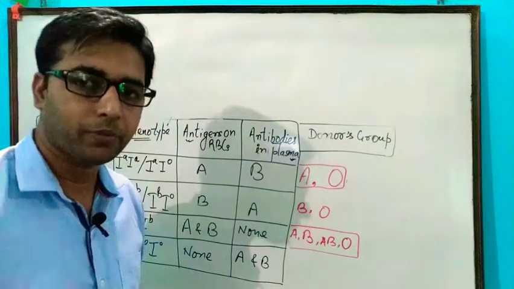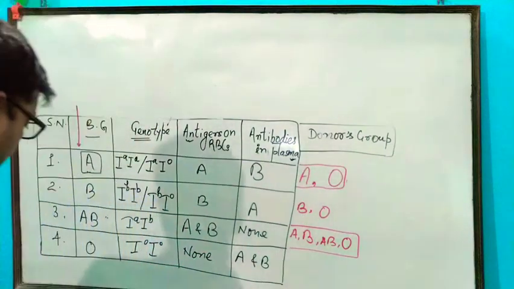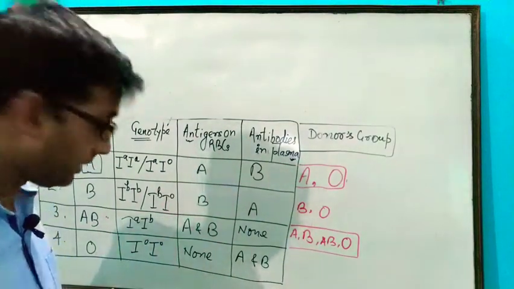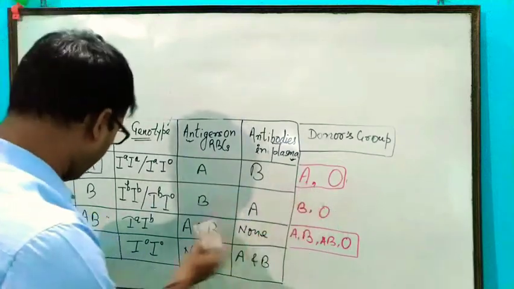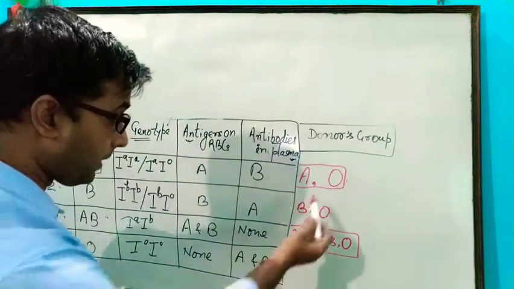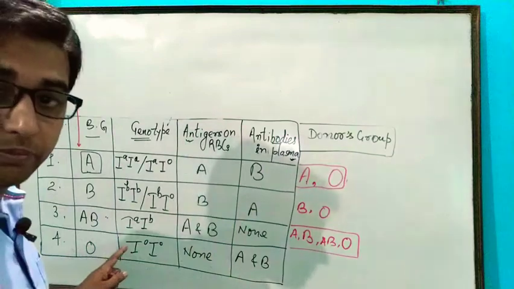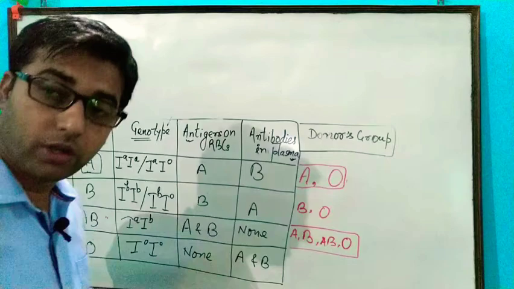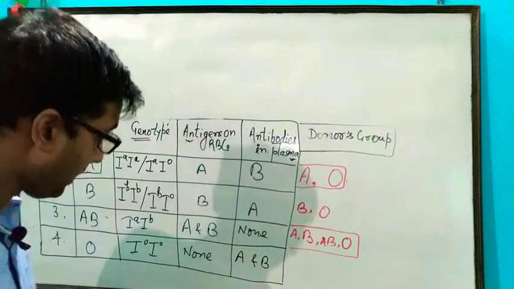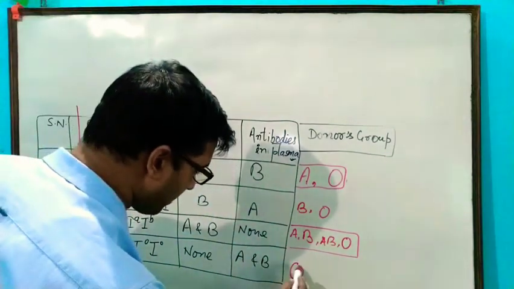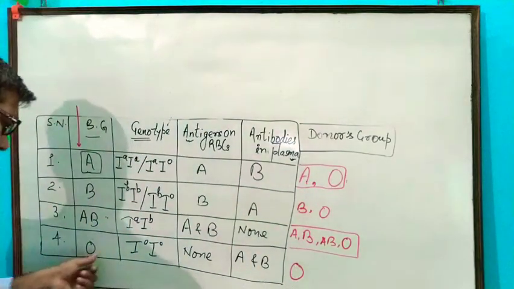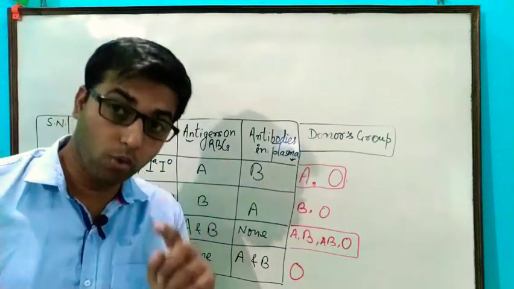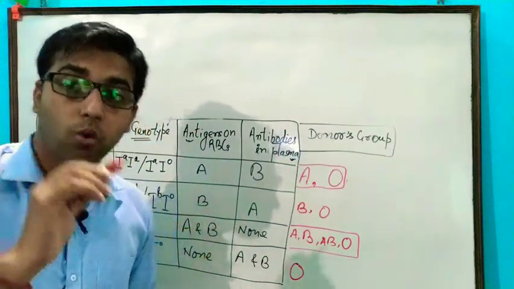Is it clear? Now, in case of O blood group, if the patient belongs to the O group, then what happens? Can A give blood? No. Is B the donor? No, this is not possible. Is AB the donor? No, AB is also not the donor. Here only O is the donor. So blood group O receives blood from O only.